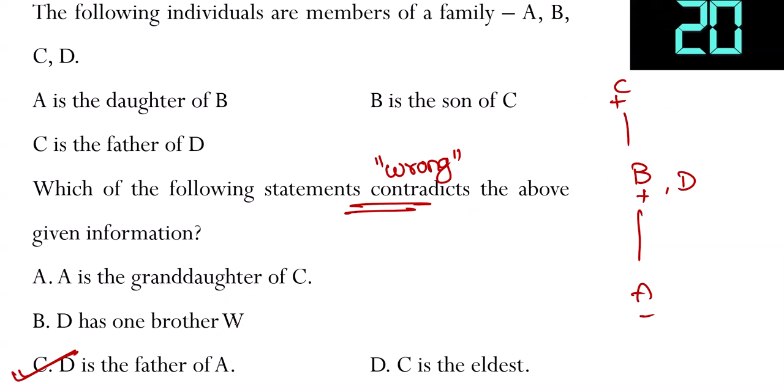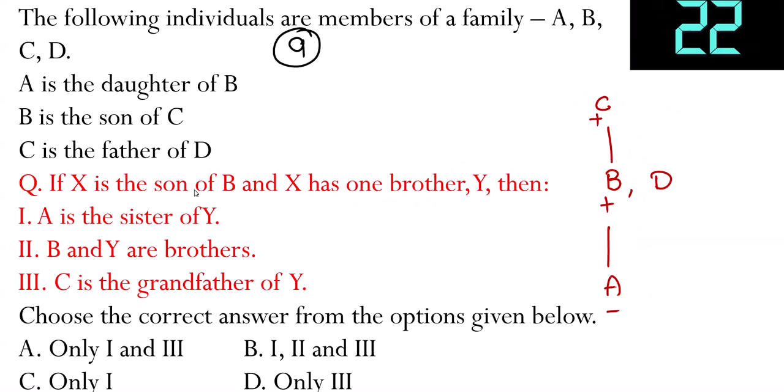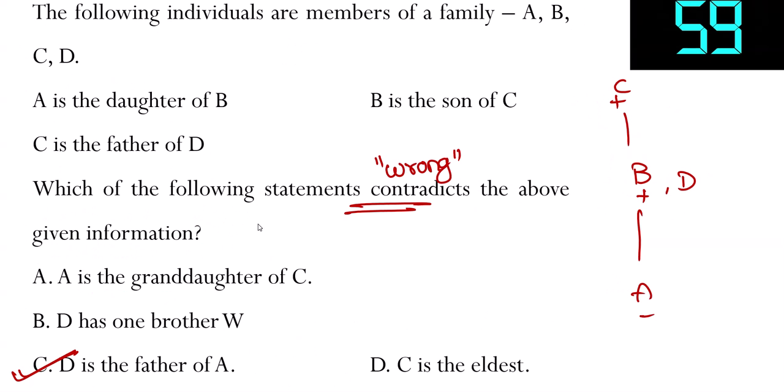But D has one brother W. That's actually from this data. For the same data, maybe okay. D has one brother. It should be B. D has one brother B.